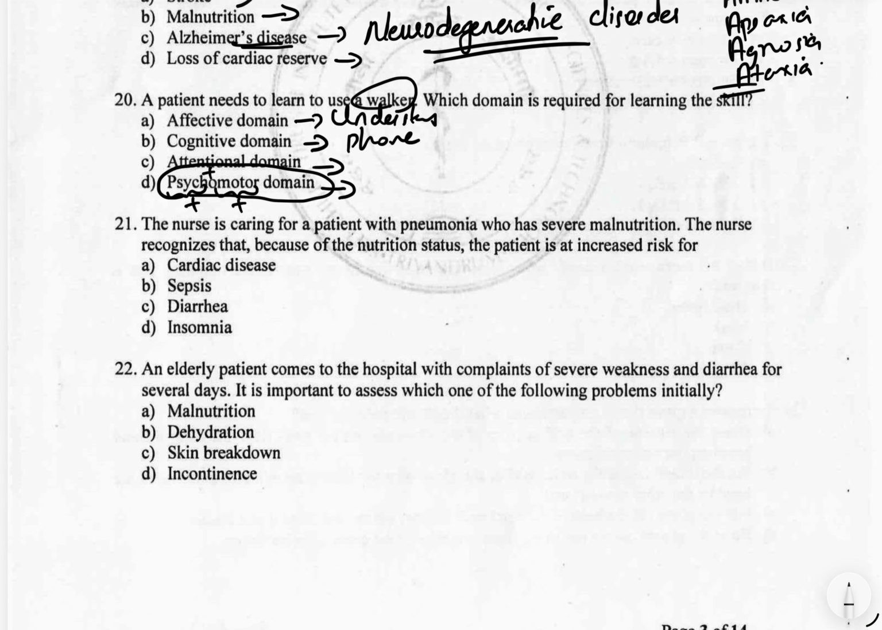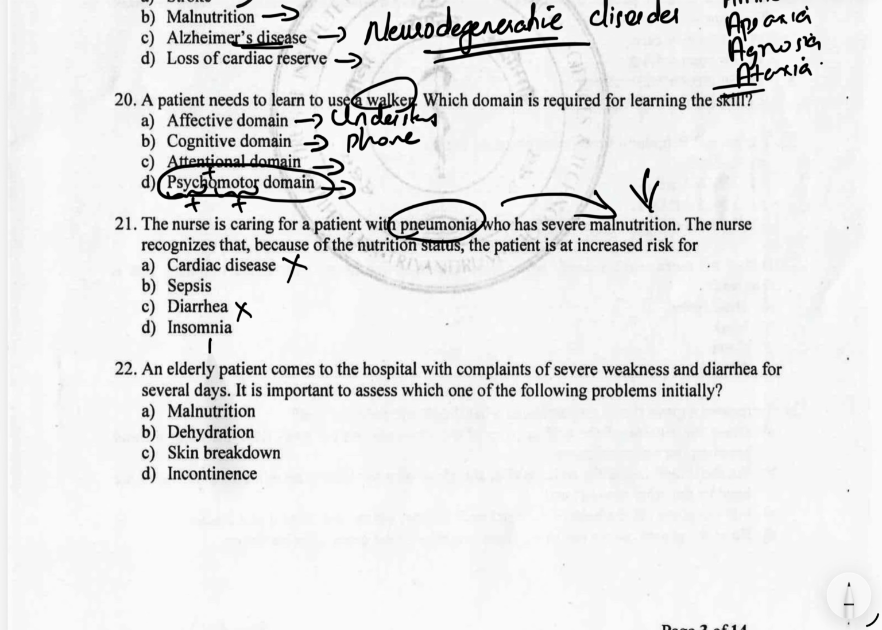Next question: the nurse is caring for a patient with pneumonia who has severe malnutrition. The nurse recognizes that because of the nutritional status, the patient is at risk of developing what? The patient is already having an infection. Malnutrition is going to reduce the immunity of the patient further if the patient is not eating and drinking properly. Will the patient go to cardiac disease? No, never. Will the patient go to diarrhea because of pneumonia?